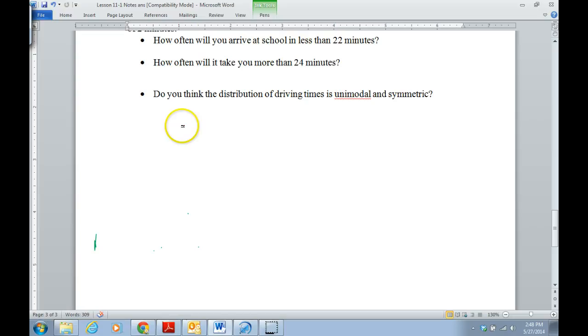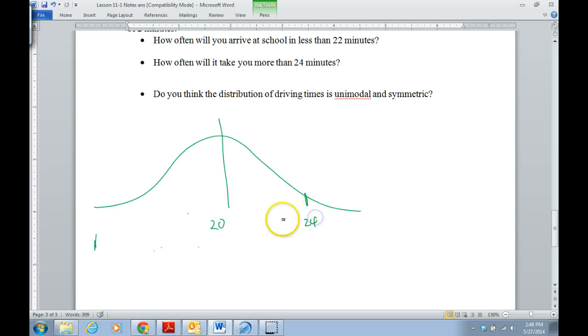So more than 24 minutes. So let's look at our bell-shaped curve again. Okay, we know that our mean's at 20. 24 minutes is somewhere in here. How many standard deviations away from 20 is 24? 2, right? So we have 2 standard deviations away. So that being the case, what is the percent from here to the middle? It's 50%, right? Okay.